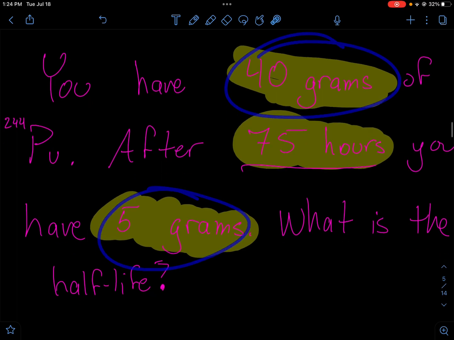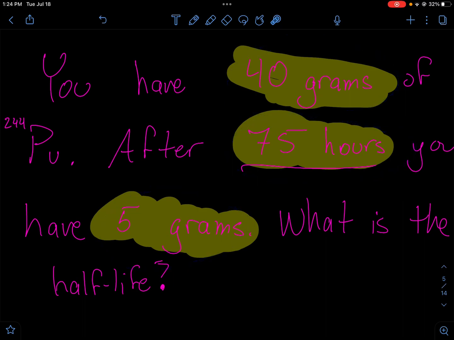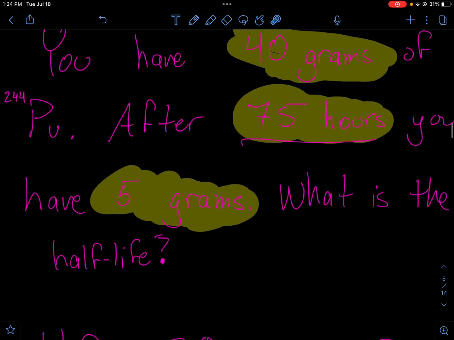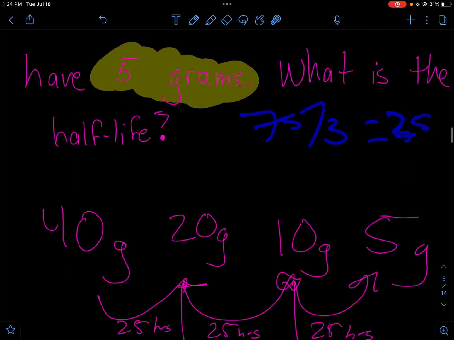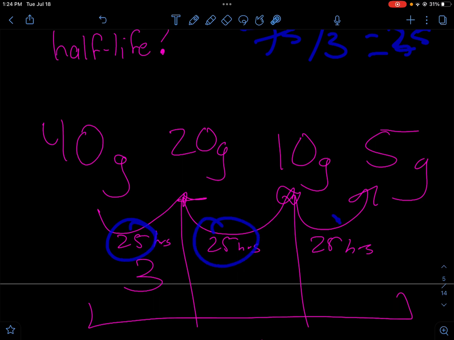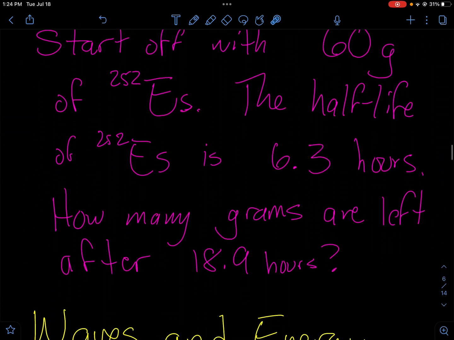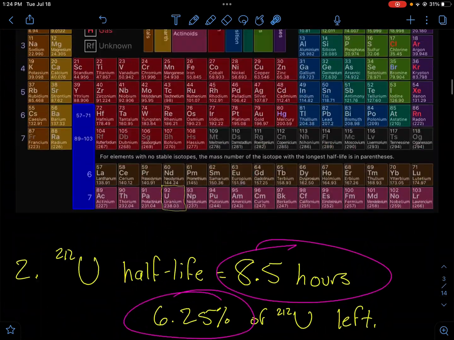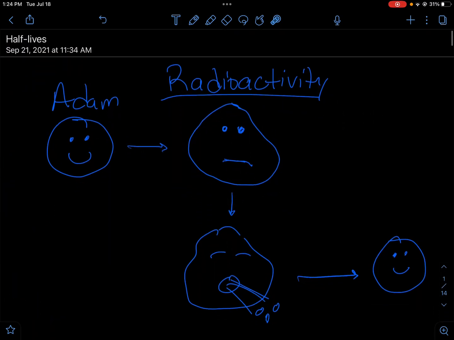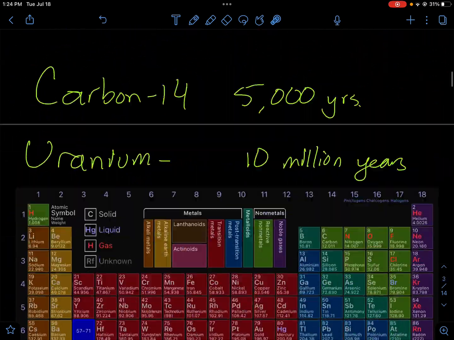And if 75 hours total have passed, and you know that 3 half-lives have passed as well, then you do 75 divided by 3, and you'll get 25. And then you'll know that 1 half-life is 25 hours. So you'll do things like that. That happens in research. And so practice these problems in class, and if you have any questions, we are here to help you.